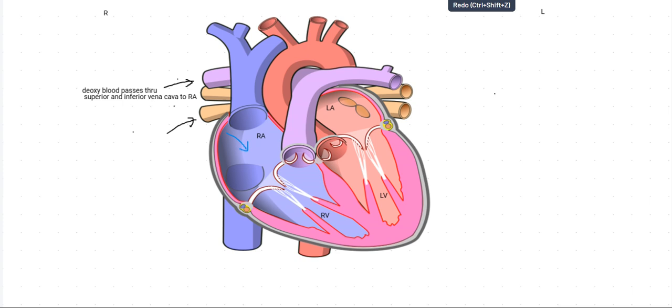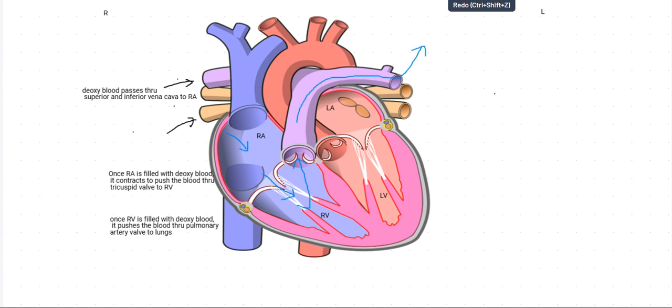Now once the deoxygenated blood from the vena cava fills the right atrium, it contracts to push the blood into the right ventricle through an important valve called the tricuspid valve. This has three cusps in it and hence the name tricuspid valve. Now once the right ventricle is filled, it pushes the blood through the pulmonary artery valve. This pulmonary artery valve opens in the upward direction to push the blood through, and the pulmonary artery sends the blood to the lungs for purification. So the deoxygenated blood is purified to oxygenated blood in the lungs.